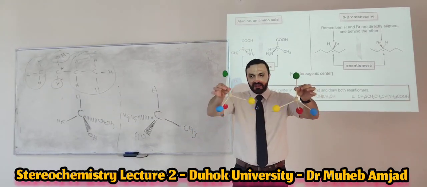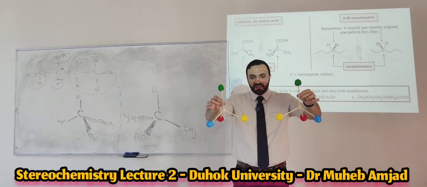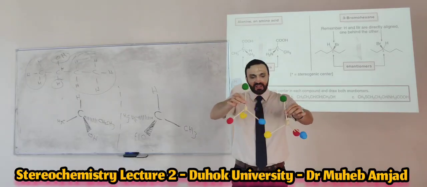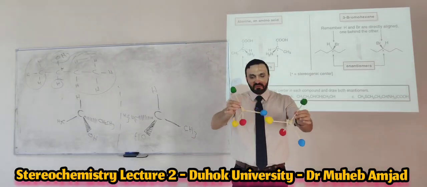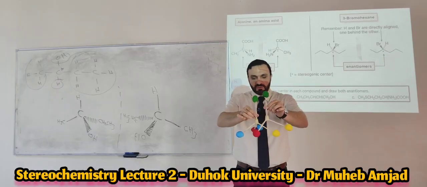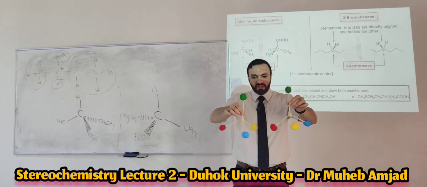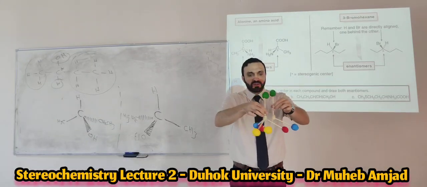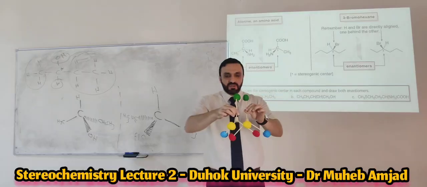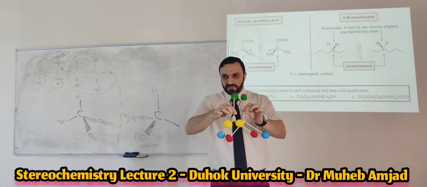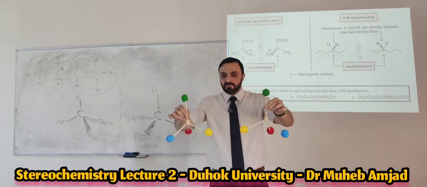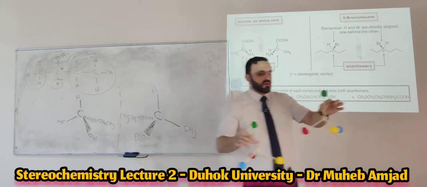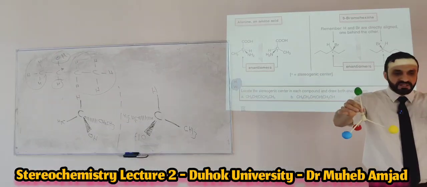This is the second isomer. Okay, they are mirror images of each other. Are they superimposable or not superimposable? If you rotate like that, there is no possibility to make all the atoms align with each other. They are not superimposable. Look, the green with the green, yellow with the yellow, but here we have a problem with the red and blue. So they are mirror images, but they are not superimposable. For this reason, they are enantiomers.